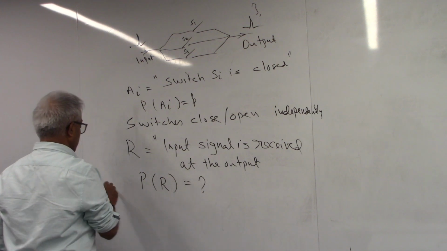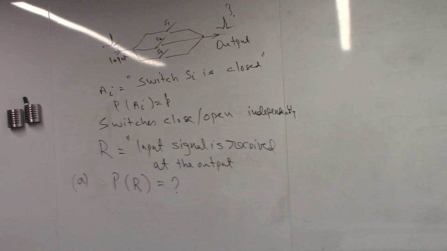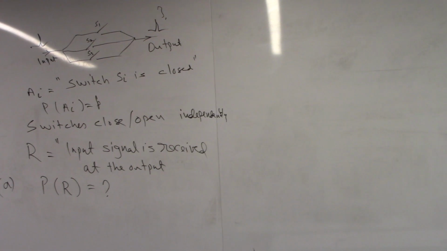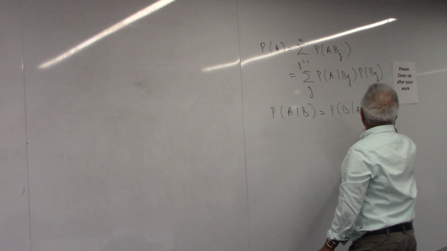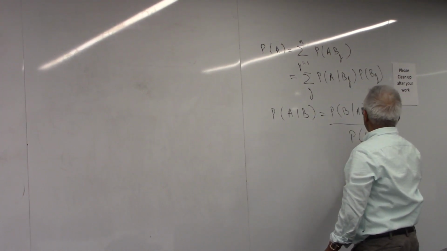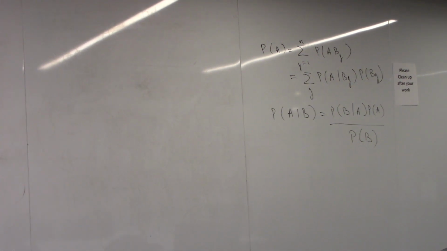That's the first part. The first observation is that R is a complicated event. So we try to write R in terms of simpler events, which are the switches operating independently, etc. This is one version of Bayes' theorem. As I said, for the input to be received at the output, the switches need to be closed.